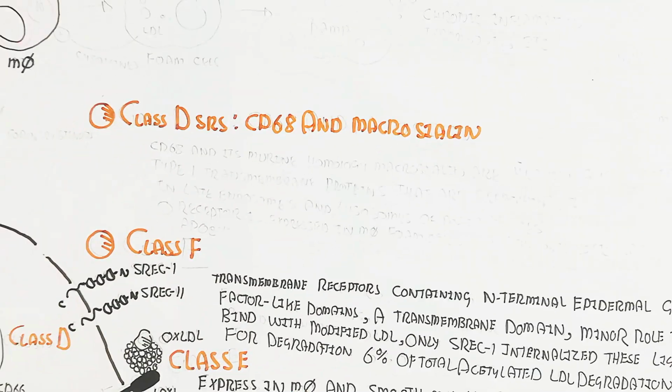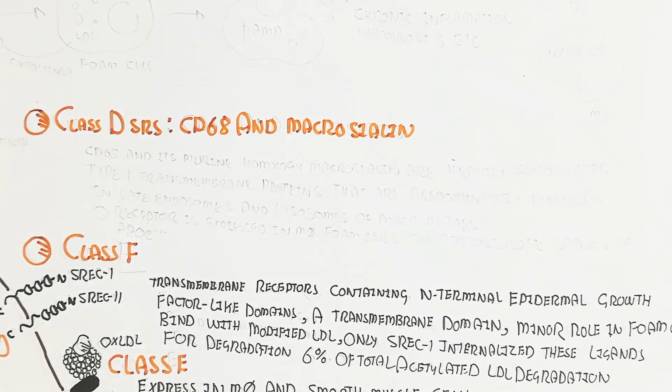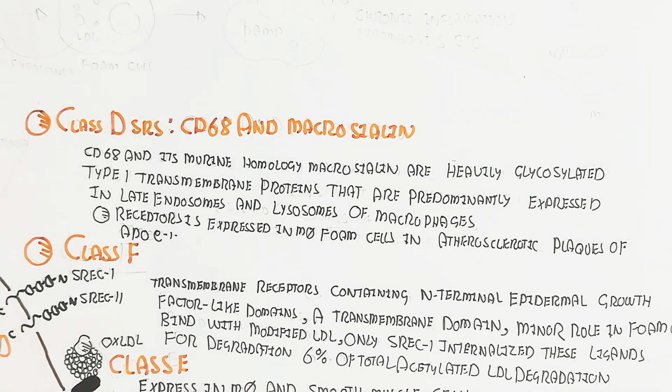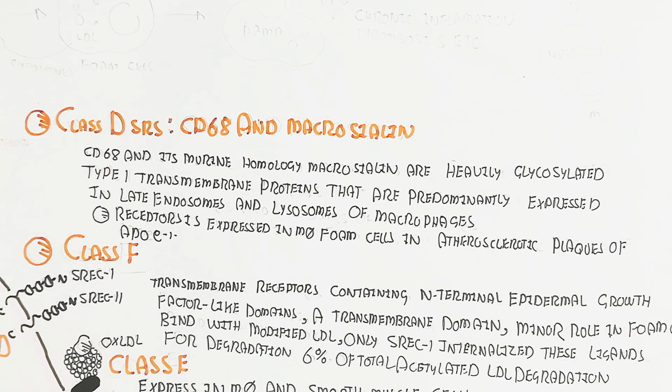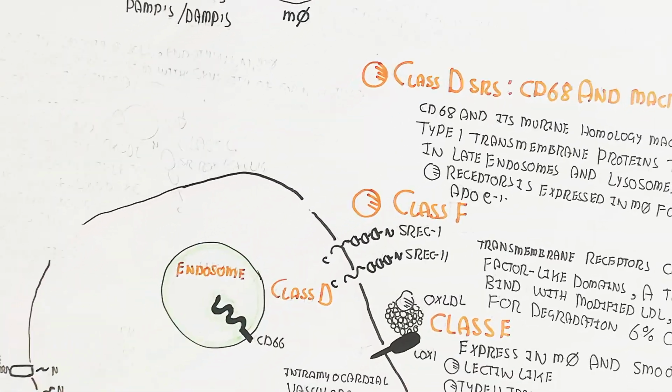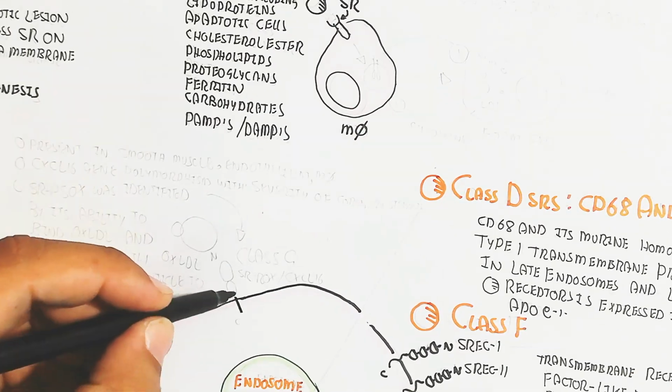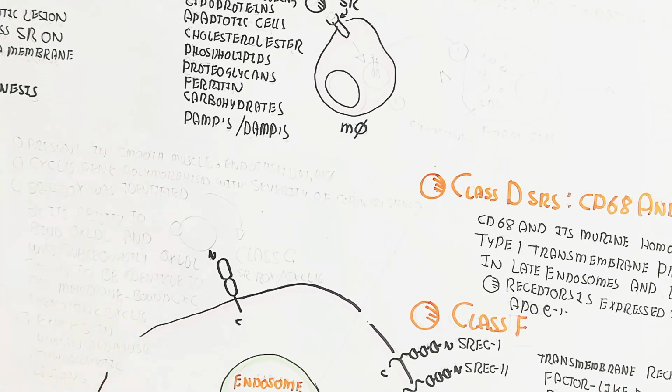So remember, on the other hand, the class D Scavenger receptor is CD68, or macrosialin. It is CD68 and it is a murine homologue. Macrosialins are heavily glycosylated type 1 transmembrane proteins that are predominantly expressed in the late endosome and lysosome of macrophages. The receptor is expressed in macrophage foam cells in atherosclerotic plaque of ApoE mice.